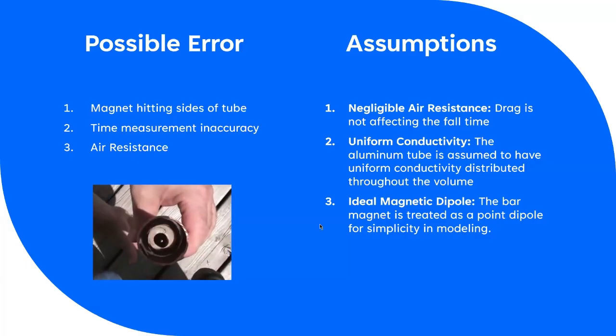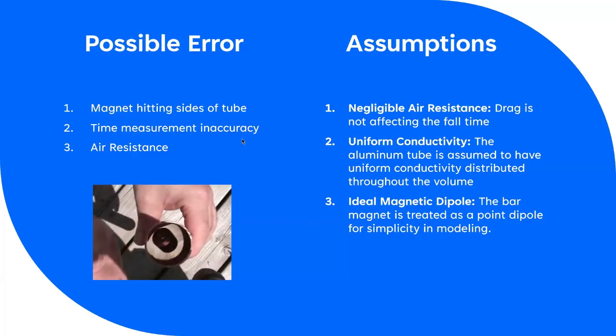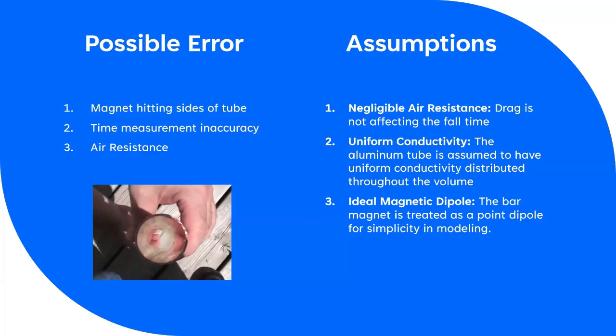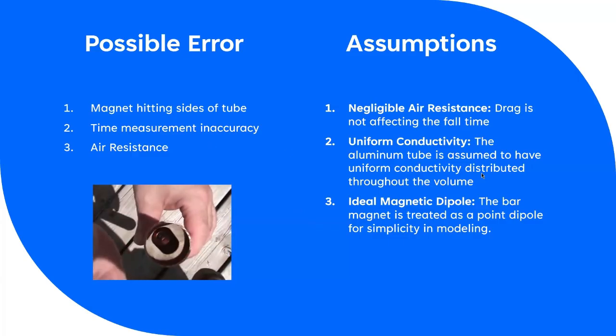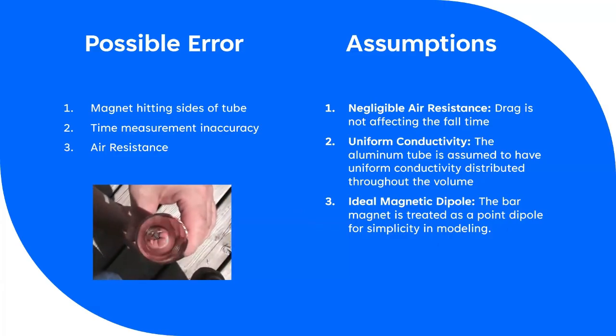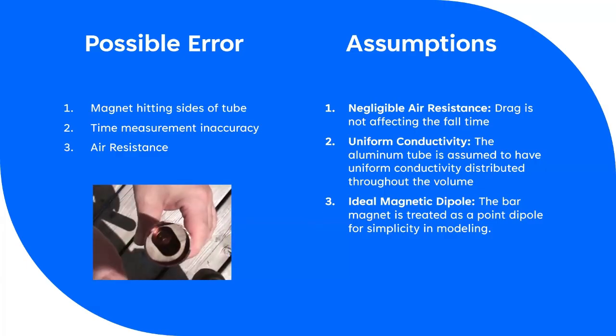So some possible errors in this lab are the magnet hitting the sides of the tube, time measurement inaccuracy, and air resistance. So some assumptions we made were negligible air resistance, uniform conductivity throughout the aluminum tube, and we assumed that the magnet was an ideal magnetic dipole.